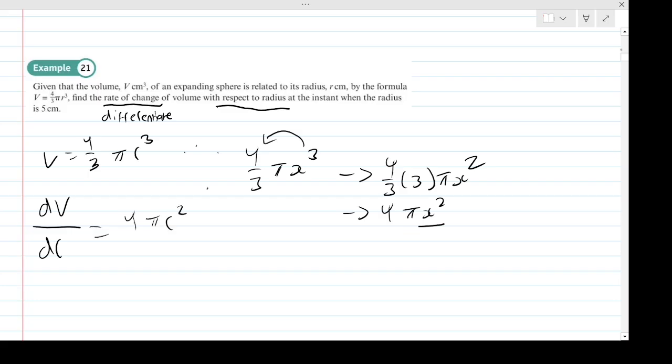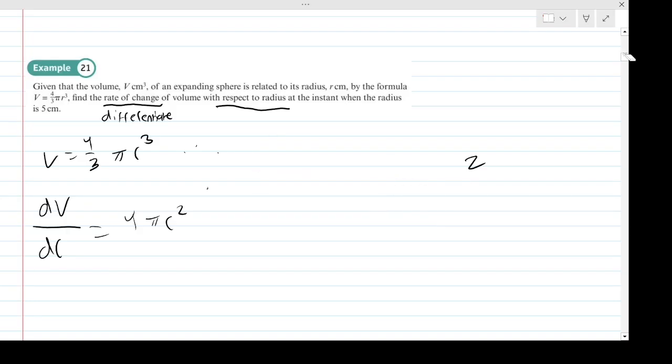Okay, so that's it, right? That is my rate of change, the volume with respect to radius, or in other words, the derivative of the volume when we differentiate with respect to the radius. So that's my derivative then, because now it told me to find the change when the radius is 5.